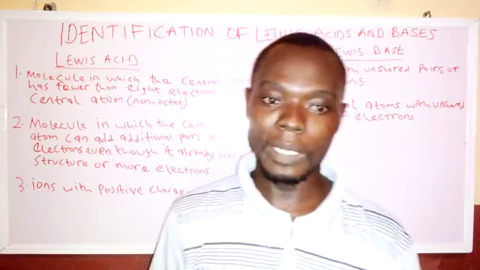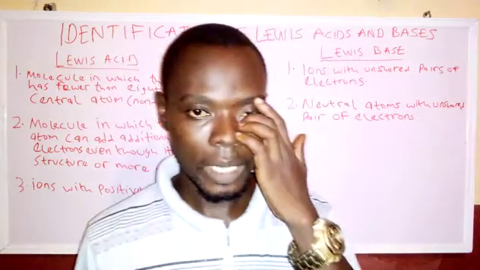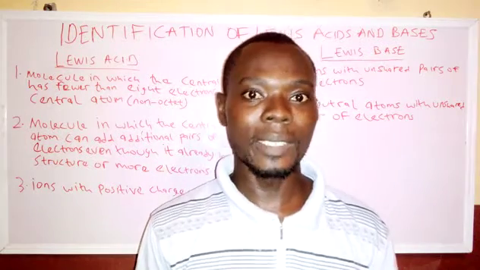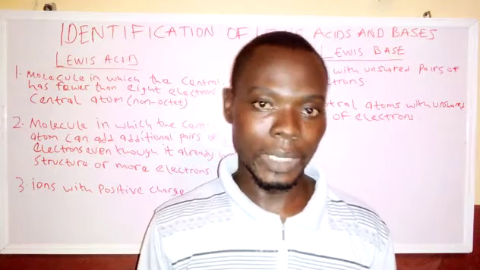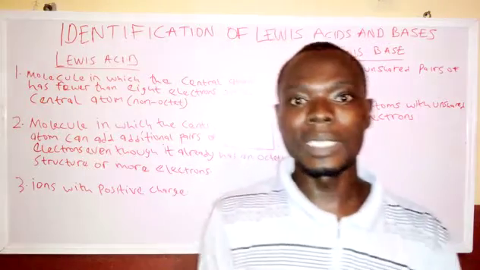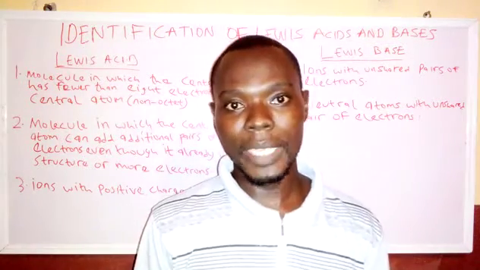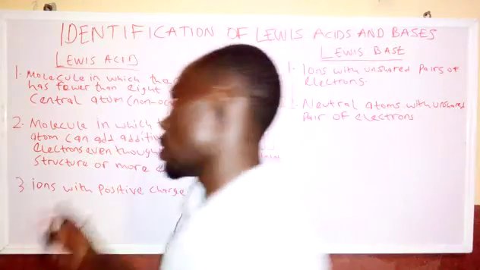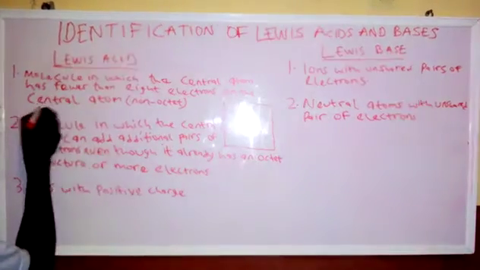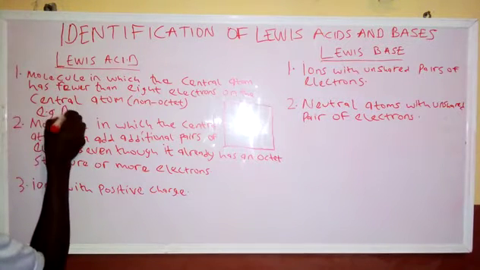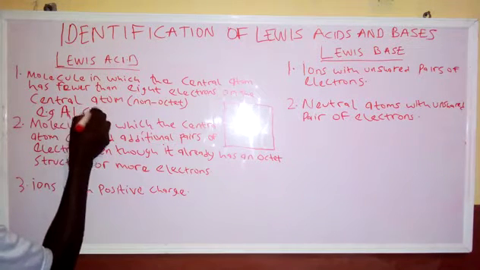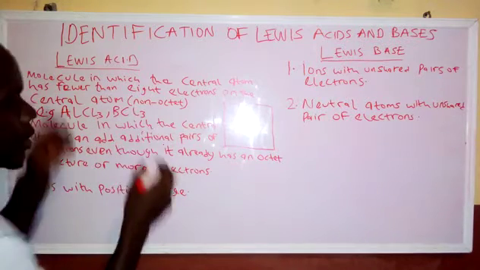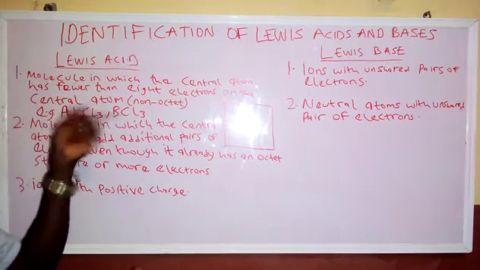one of the ways to identify it is that when you see a molecule that has fewer than 8 electrons on the central atom, such a molecule is a Lewis acid. An example is boron trichloride and aluminium trichloride. So look here, e.g. aluminium trichloride, AlCl3, and boron trichloride.